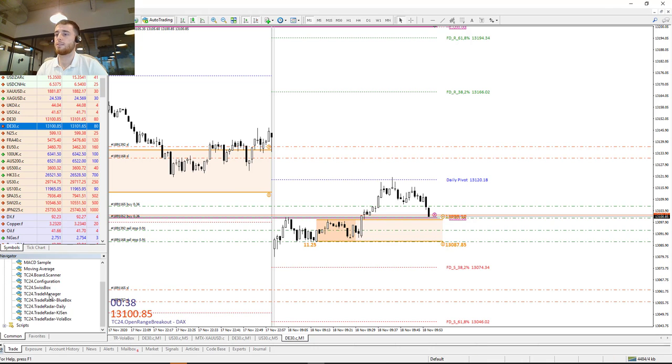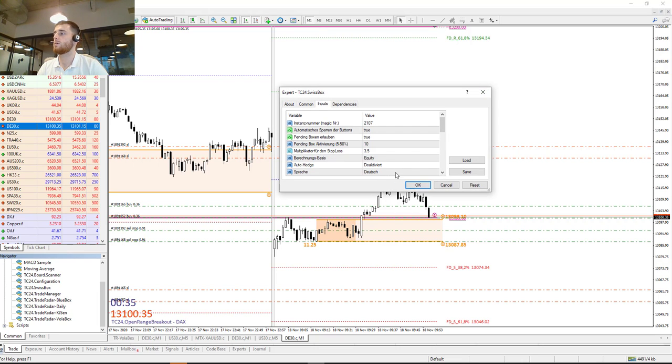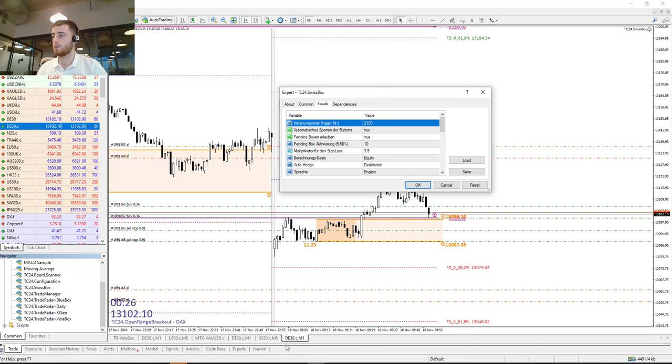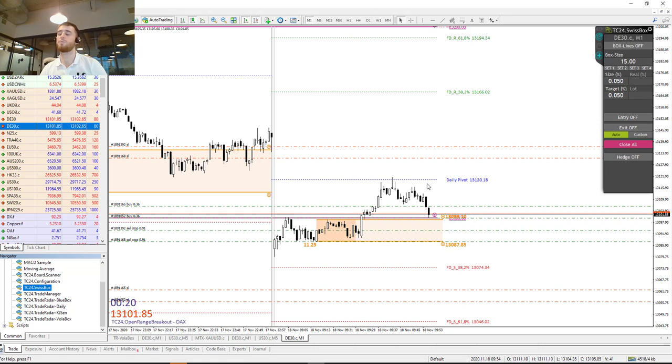So next things. On the left here, we've got our SwissBox. So we're going to open our SwissBox, change the language to English, and then we need to change the magic number. Just as I actually at the bottom here, you can see I've got two other DAX charts open and they both have SwissBoxes. So every time you open a new one, change the magic number.